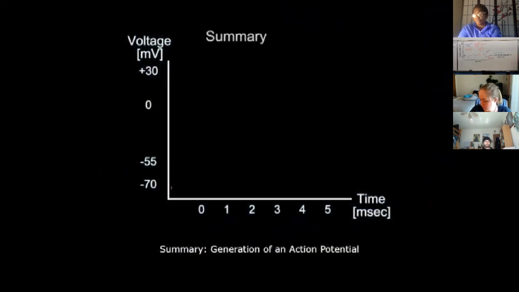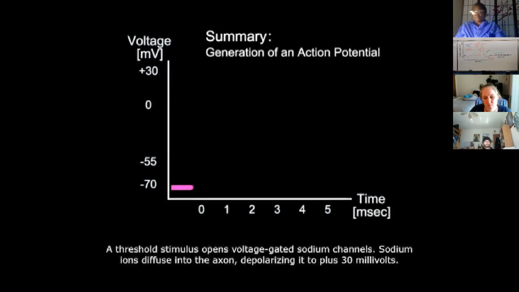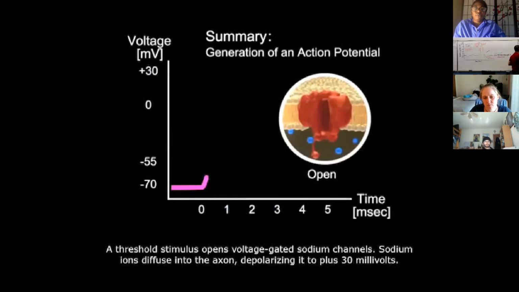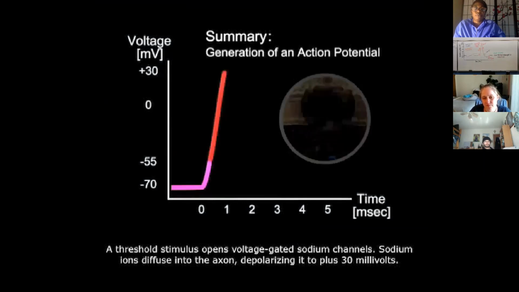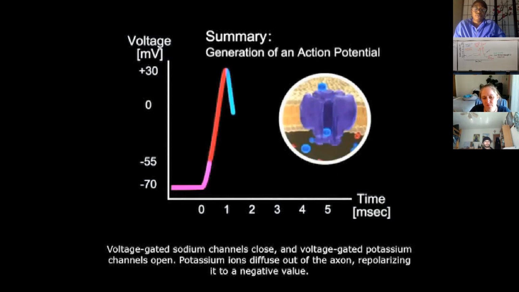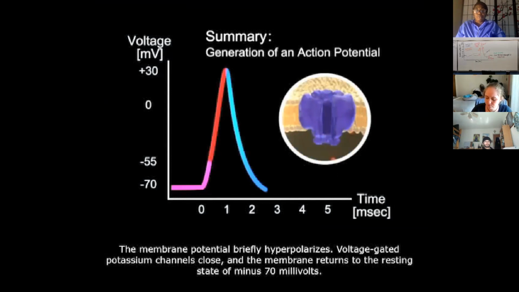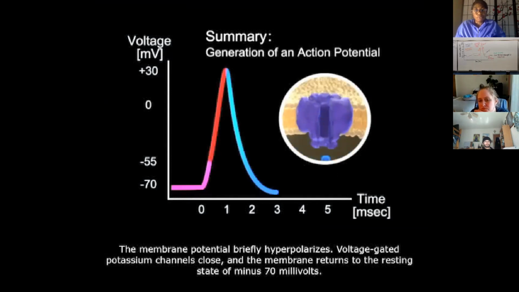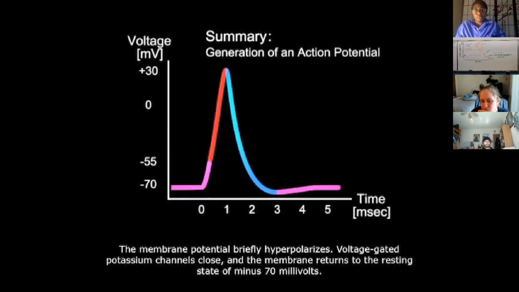Summary. Generation of an action potential. A threshold stimulus opens voltage-gated sodium channels. Sodium ions diffuse into the axon, depolarizing to plus 30 millivolts. Voltage-gated sodium channels close, and voltage-gated potassium channels open. Potassium ions diffuse out of the axon, repolarizing the membrane. The potential hyperpolarizes. Voltage-gated potassium channels close, and the membrane returns to the resting state of minus 70 millivolts.